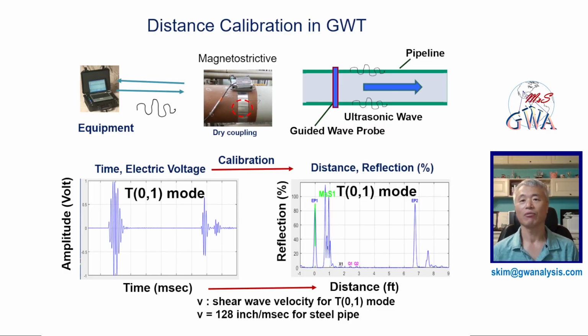If a client asks what kind of guide wave mode you use in guide wave testing, the answer is T01 mode, not torsional mode. There are many torsional modes of different velocities. Some guide wave systems plot the data saying those data are torsional and flexural modes. They are wrong because there are so many torsional and flexural modes in pipelines. They should state the exact mode so that they can calibrate the distance by inserting its velocity.